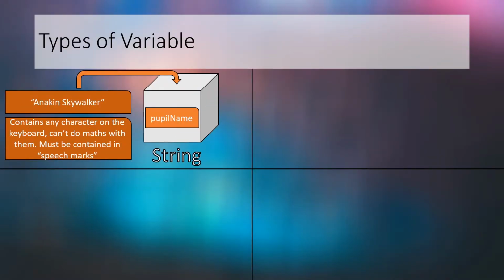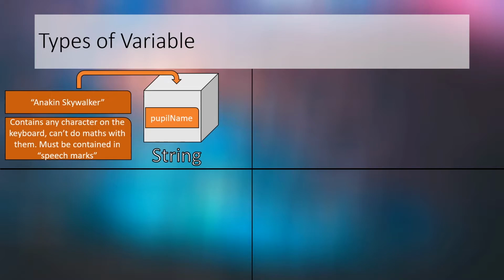We have 4 types of variables that we'll use at National 4-5 level. A data type of a variable describes the kind of data that's being held and what sort of functions and operations we can perform on them. The first of which we've already encountered is a string variable.